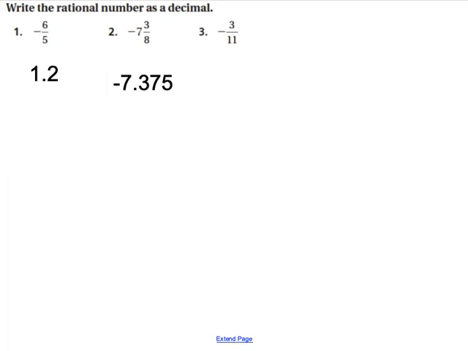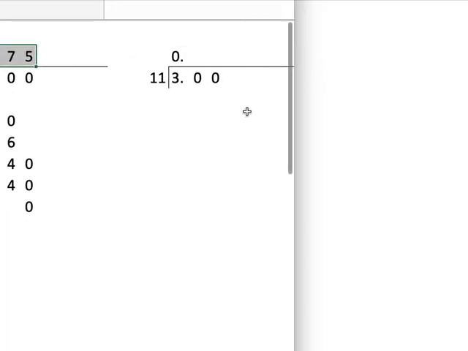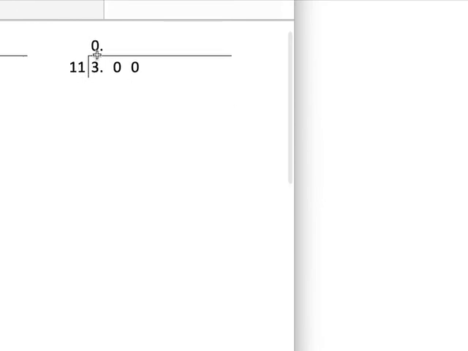Okay, next, -3/11. Okay, we're going to take 11 into 3. 11 goes into 3 0 times. 11 goes into 30 twice. And 11 times 2 is 22. 30 minus 22 is 8. I'm going to go ahead and bring down the 0. 11 goes into 80 7 times. And 7 times 11 is 77. So 80 minus 77 is 3. We're going to bring down the 0.